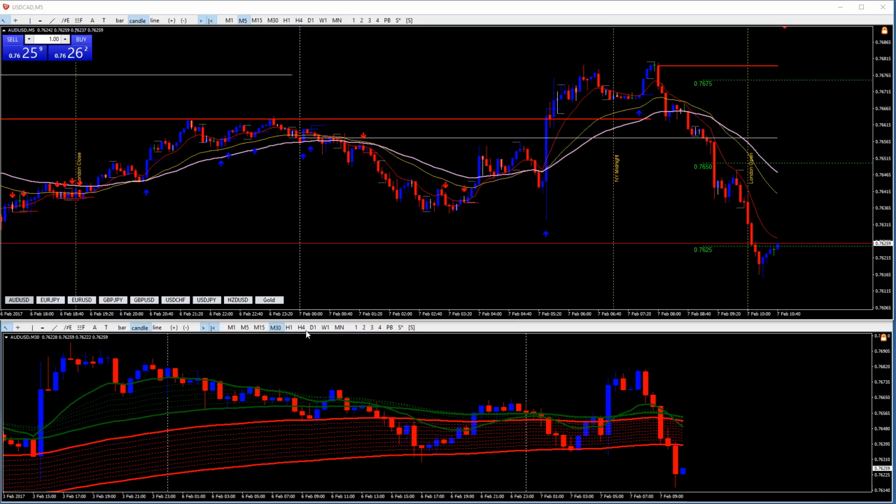So my setup is looking for a break, a pullback to the 10, a close above the 10 if I'm going short, and then a close below the 10, and then the following candle is my entry on a 5-minute candle.